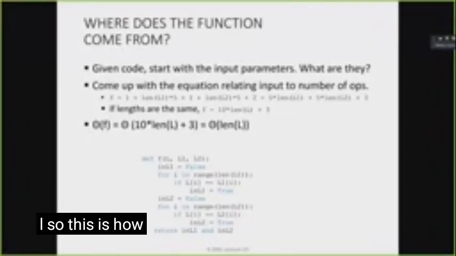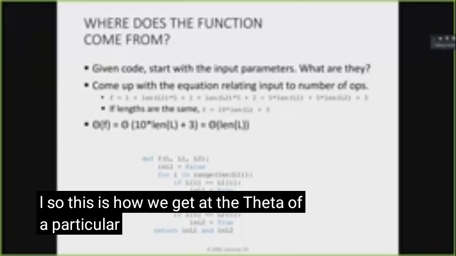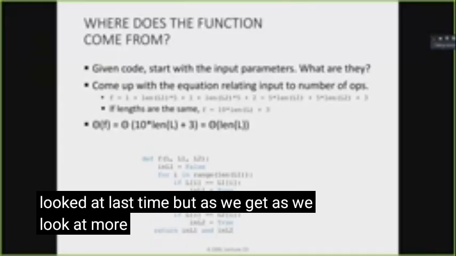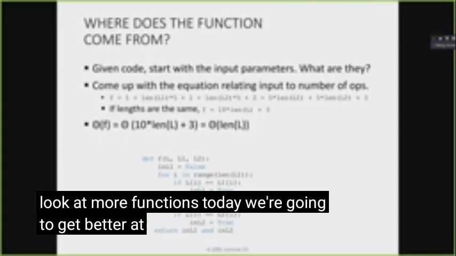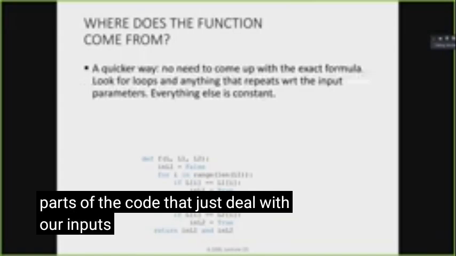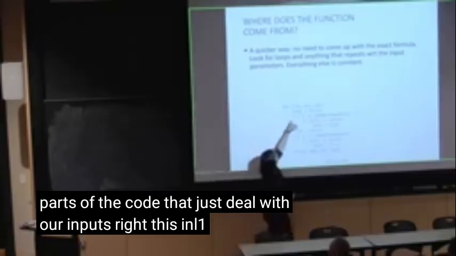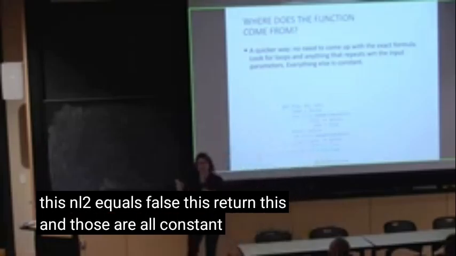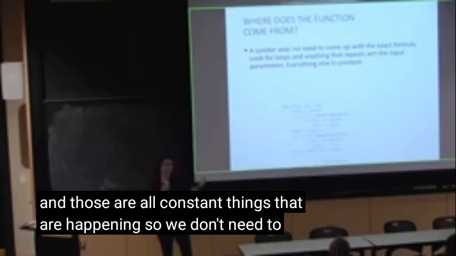So this is how we get at the theta of a particular function. This is one we looked at last time. But as we look at more functions today, we're going to get better at just identifying the parts of the code that deal with our inputs, right? This "in L1 equals false", this "in L2 equals false", this return, this and, those are all constant things that are happening. So we don't need to focus in on those.